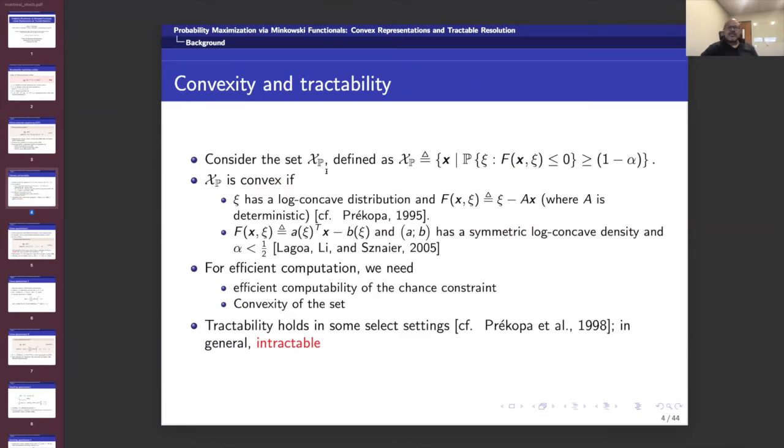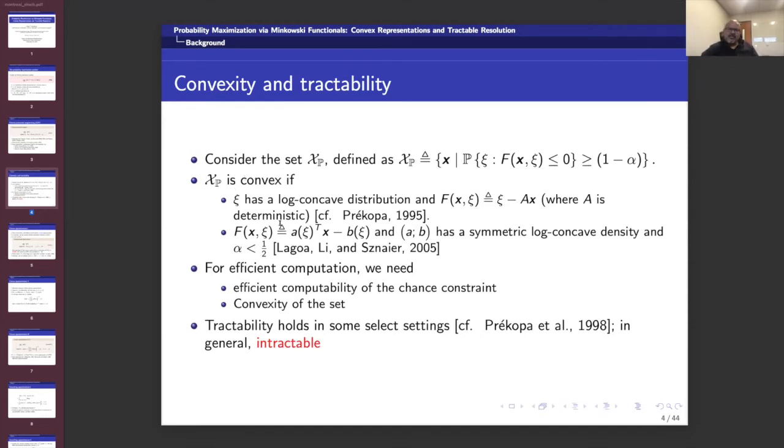Okay, so let's consider the set X(p), where X(p) is essentially a probability-constrained set. These are classical results: X(p) is convex if zeta has a log-concave distribution and f is defined in this affine form. There are other assumptions; I'm just going through some of them. And this is some work by Lagoa, Li, and Sznaier, where they showed that when f(x, zeta) satisfies this structure and (a, b) has a symmetric log-concave density, and for suitable choices of alpha, you can claim that X(p) is convex.